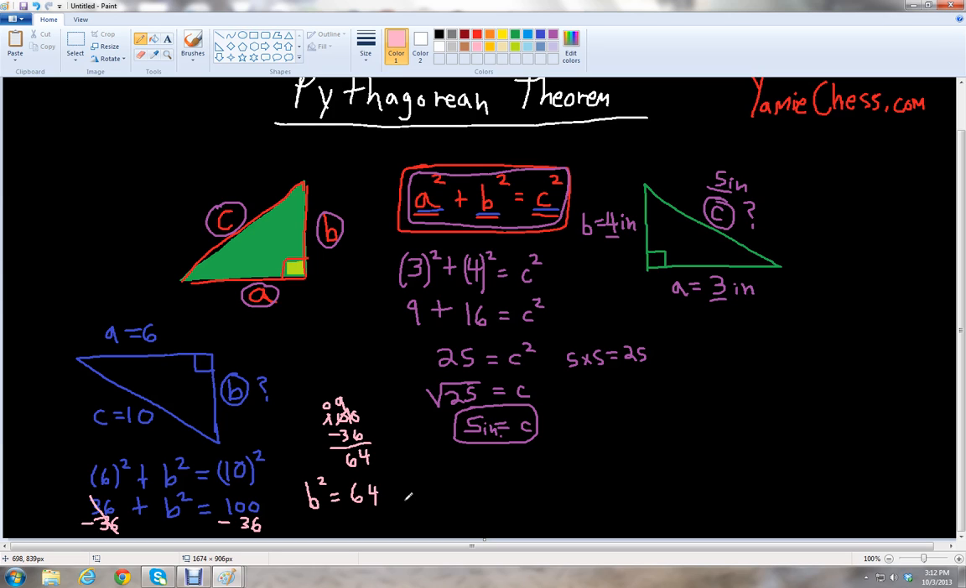To solve for b, we're going to take the square root of 64 and think of what number times itself is 64. We've got our times table, so you know 8 times 8 is 64. That's a perfect square, so we know b equals 8.